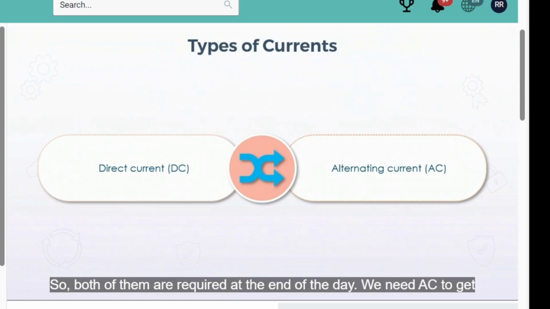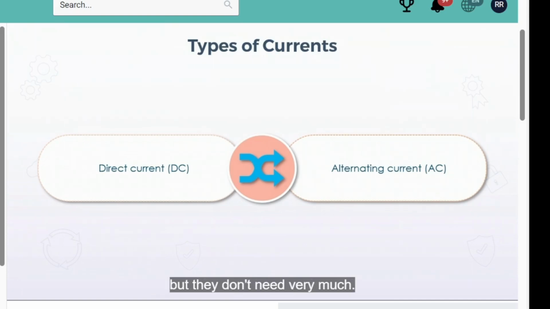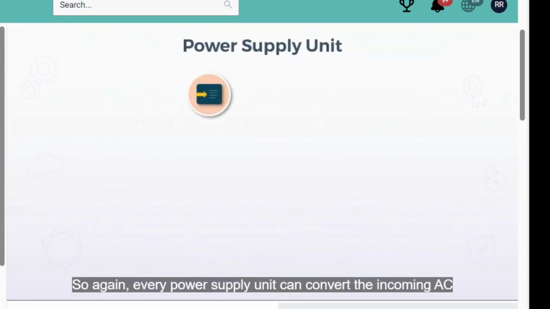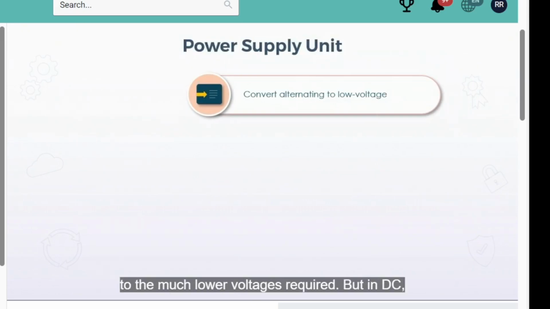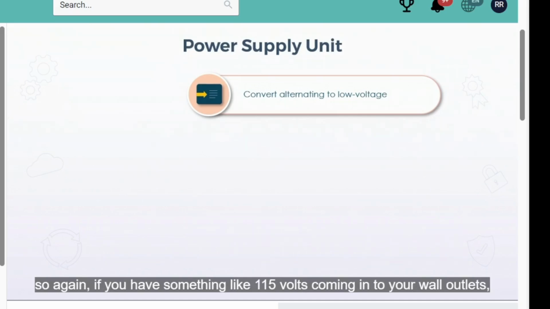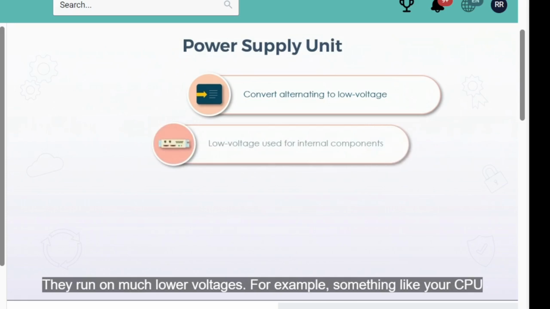So both of them are required at the end of the day. We need AC to get from the power station to our houses, but our electronic components want DC, but they don't need very much. So again, every power supply unit can convert the incoming AC to the much lower voltages required, but in DC. So again, if you have something like 115 volts coming in to your wall outlets, this is simply far too much DC for any given electronic component. They run on much lower voltages.